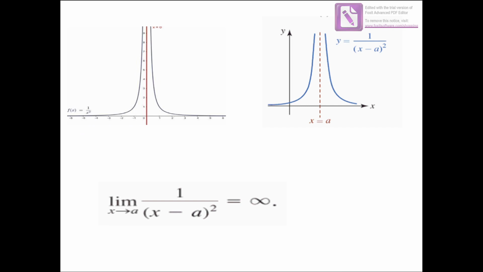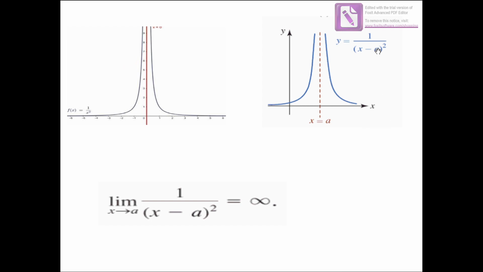Let us see the function 1 over x squared. Here we have the function 1 over x squared, and this is the graph of our function, and we have a vertical asymptote at x equals 0 also, because the limit when x approaches 0 from the right or left goes to infinity.